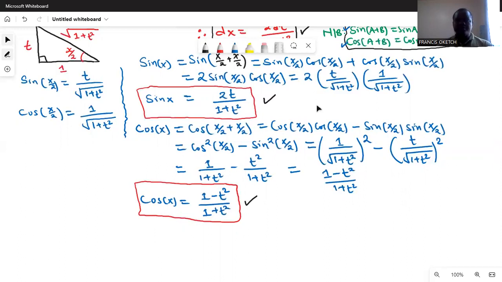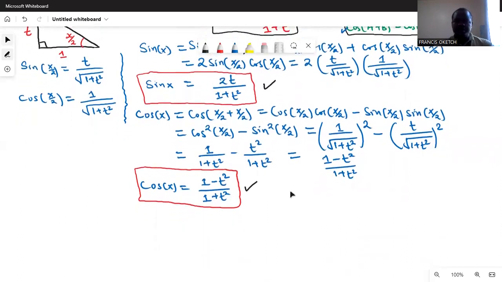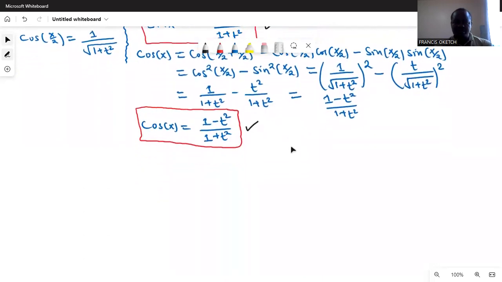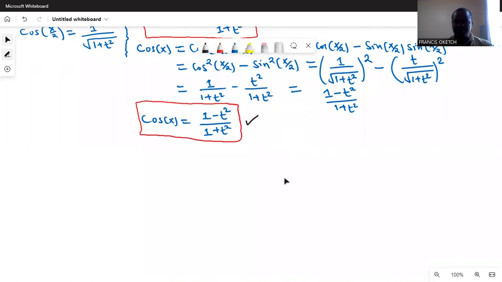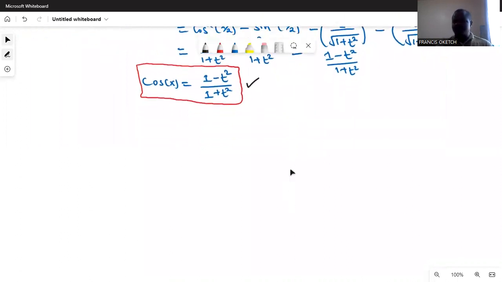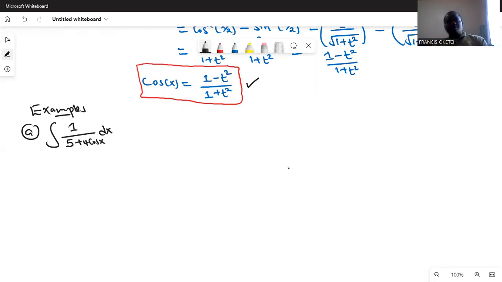And in this case, we are going to solve, let me write, maybe I can do 2 examples so that one will be part A, another one will be part B. Now let me write the questions down. You are told to evaluate the following integrals. In part A, we have the integral of 1 over 5 plus 4 cos x dx.